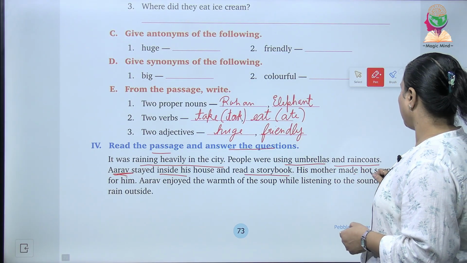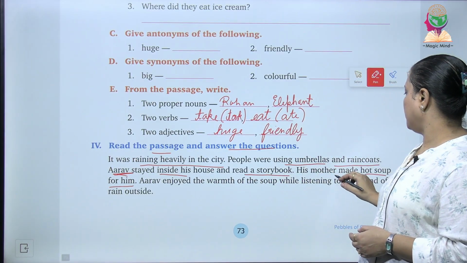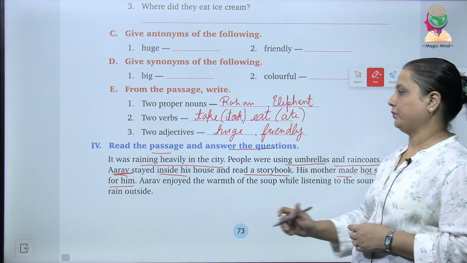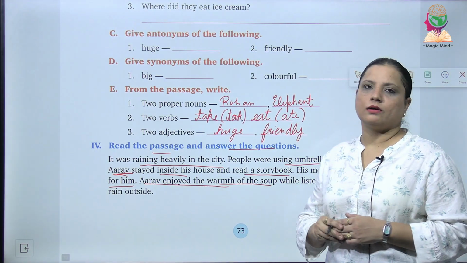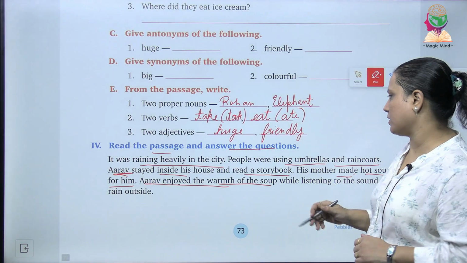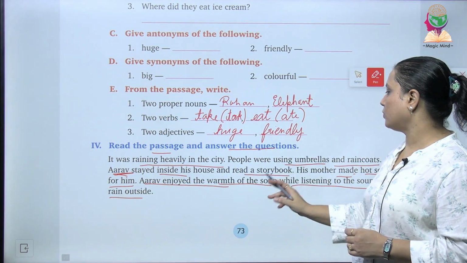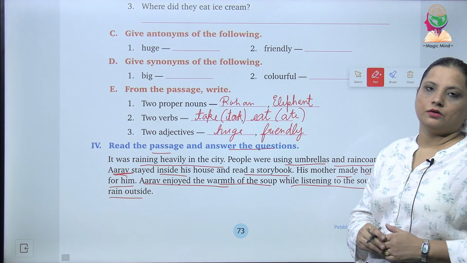His mother made hot soup for him. So what did his mother do? She cooked hot soup for him. Arav enjoyed the warmth of the soup, while listening to the sound of the rain outside. And what was he doing along with that? He was listening to the sound of the rain.